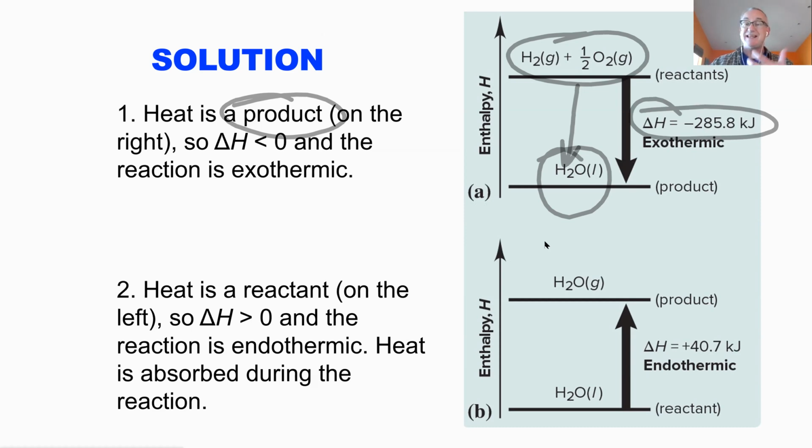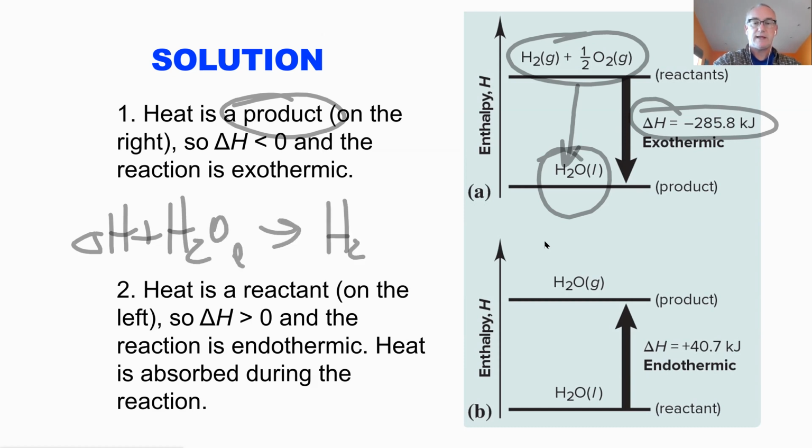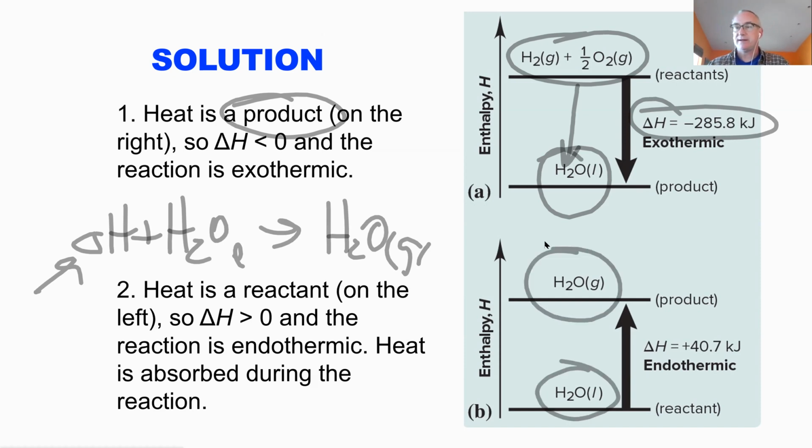On the second, heat's a reactant this time. So it was on the left side of the reaction, right? So I had my heat plus liquid goes to gas. So the heat is going into the system, and it's changing my low energy reactant into a higher energy product. That takes energy to do that. Energy has to be added to the system to do that. So that is plus. At the end, the system had more energy than it did at the beginning. That is positive, and we call that endothermic.